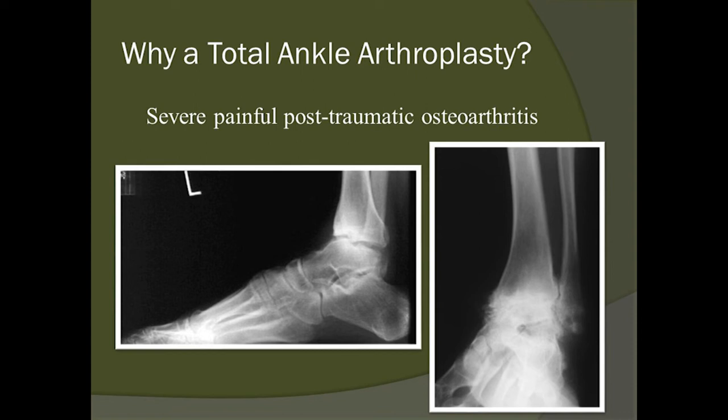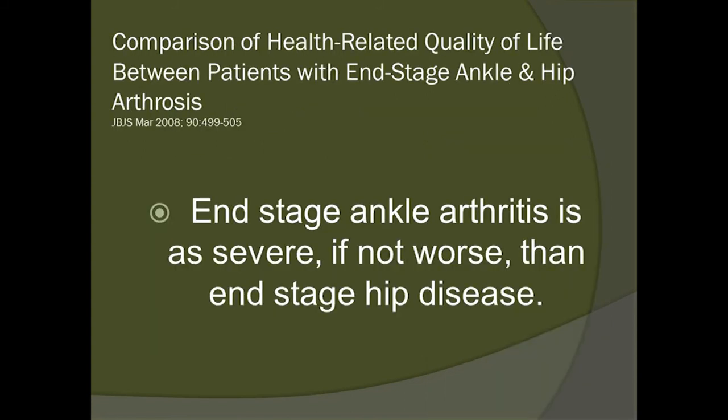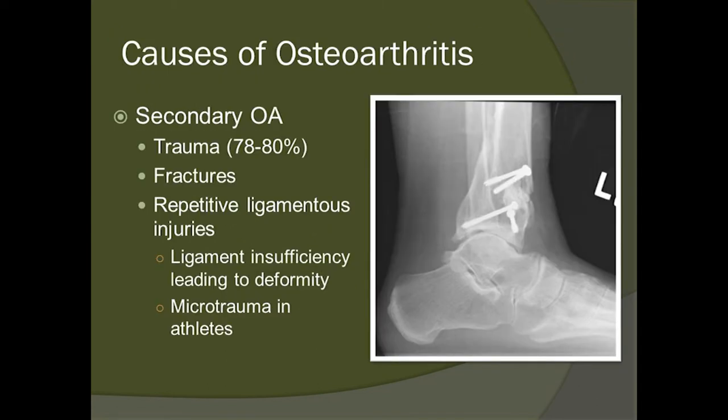Why a total ankle arthroplasty or replacement? Severe painful post-traumatic osteoarthritis is the #1 reason. In fact, there's a landmark study in JBJS 2008 identifying that end-stage ankle arthritis is as severe, if not worse, than end-stage hip disease. So you know how many hip replacements are done in the United States per year versus how many ankle replacements are done in the United States per year. And obviously the numbers are staggering in favor of the hip replacements. But when patients are pulled, their ankle arthritis is just as bad, if not more severe, than their hip disease. So what do we do about it?